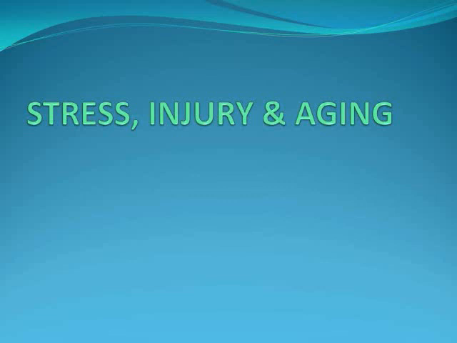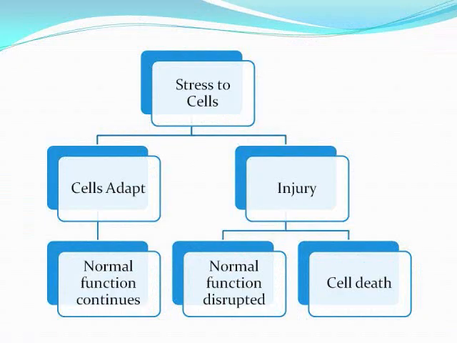Stress, injury, and aging of cells. Okay, we put some kind of stress to a cell. The cell is either going to adapt or it's going to be injured. If the cell adapts, it continues to function normally. However, if the cell can't adapt and ends up being injured, we're not going to have normal functioning. Something's going to be going on, but it's not normal, and we may end up with cell death.